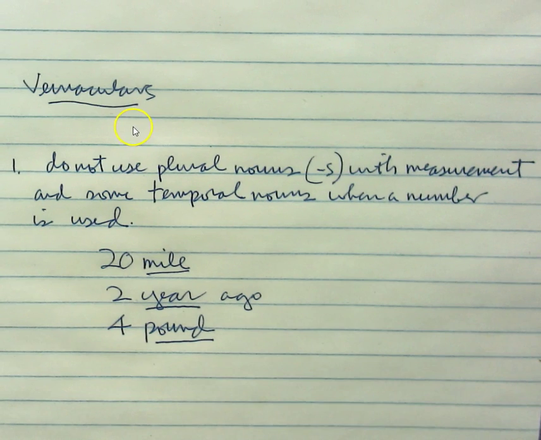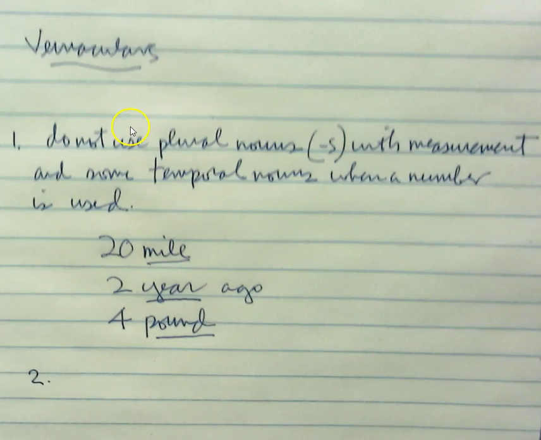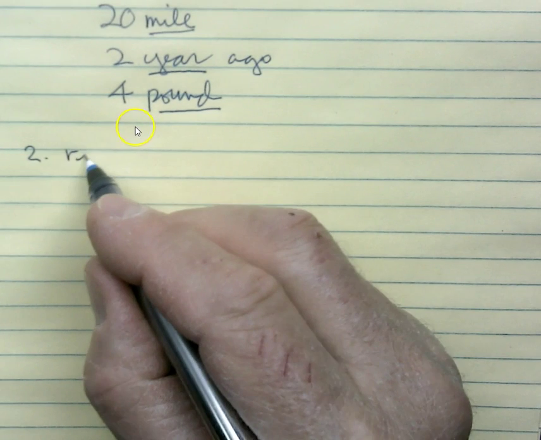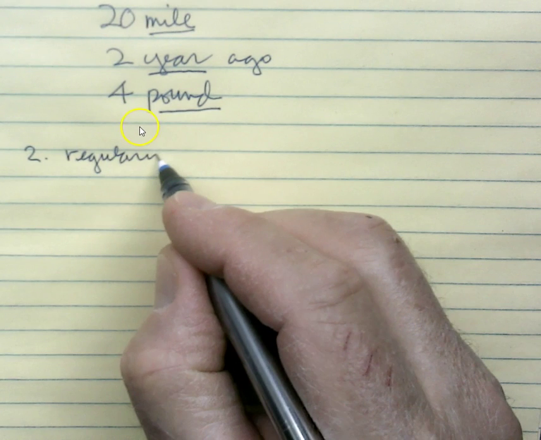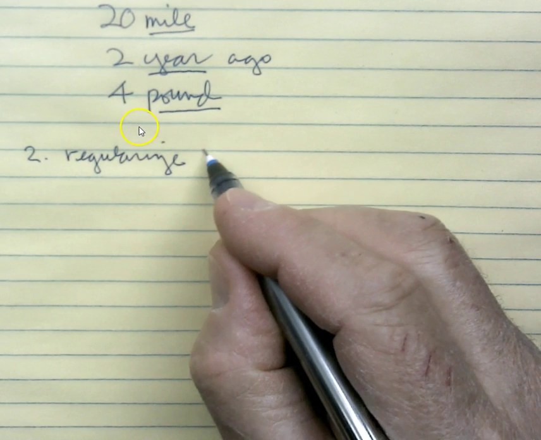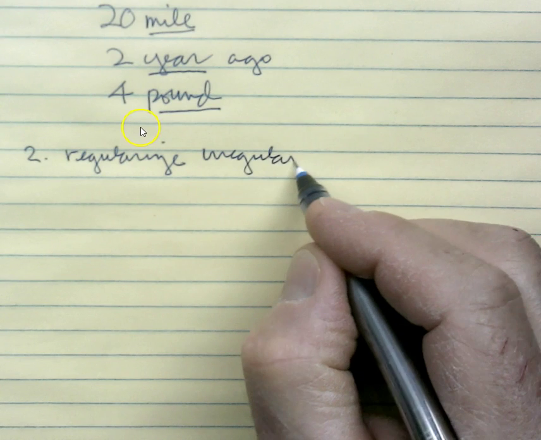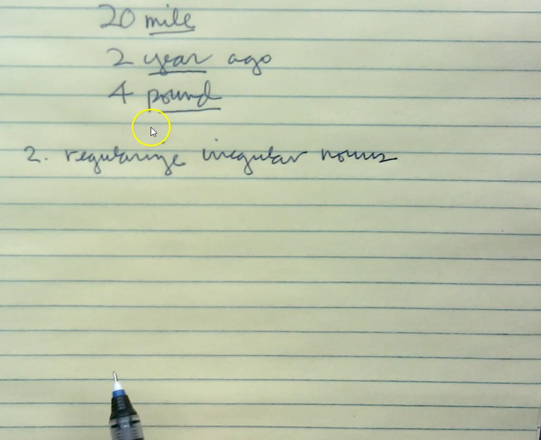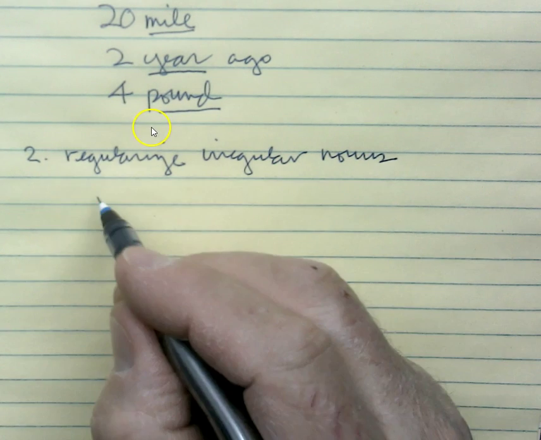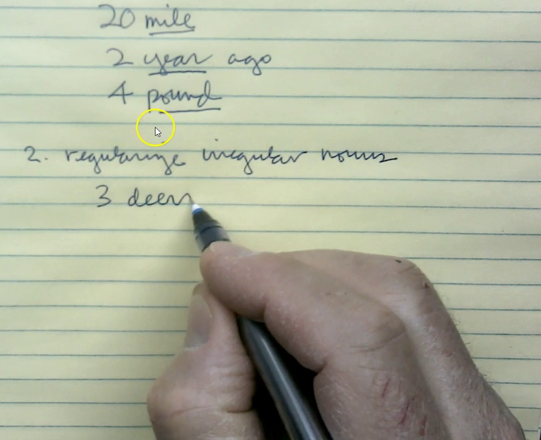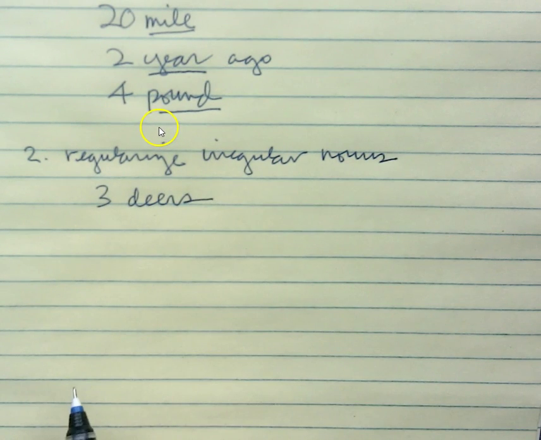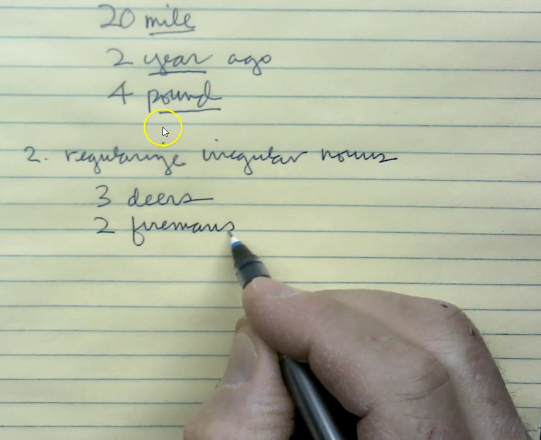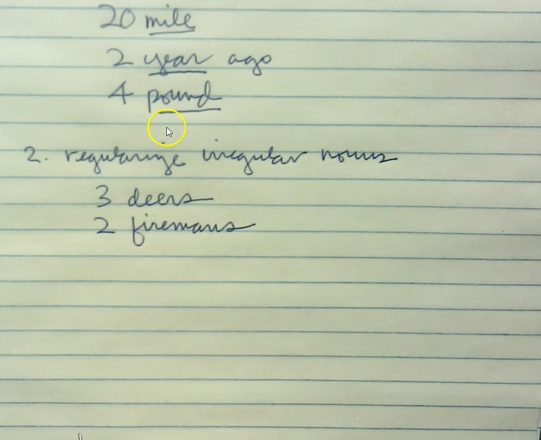Now also, it's interesting, some vernaculars actually regularize irregular nouns. So you can guess what something like this looks like. For example, yesterday I saw 3 deers, or 2 firemen's came to my house.